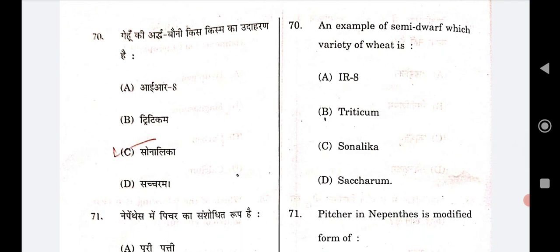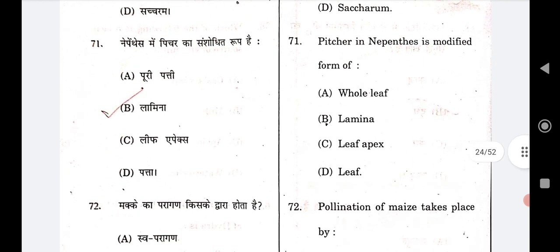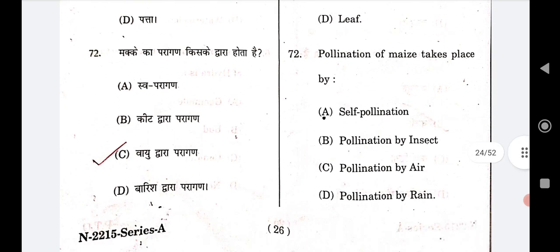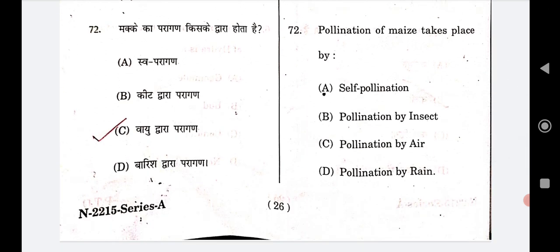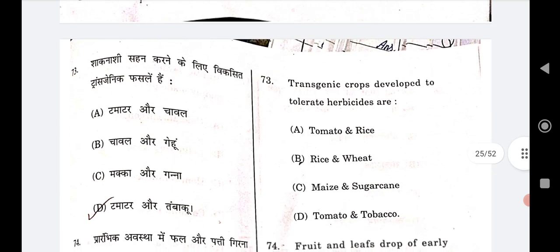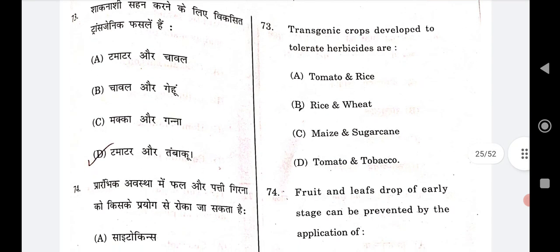Next question is, an example of semi-dwarf variety of wheat is Sonalika. C is the correct one. Pitcher in Nepenthes is modified form of, correct option is lamina. B is the correct one here. Pollination of maize takes place by air, that is pollination by wind. C is the correct one here. Transgenic crops developed to tolerate herbicides are, correct option is tomato and tobacco. D is the correct one here.